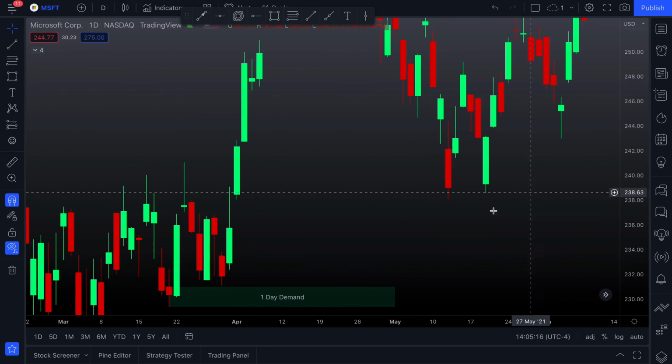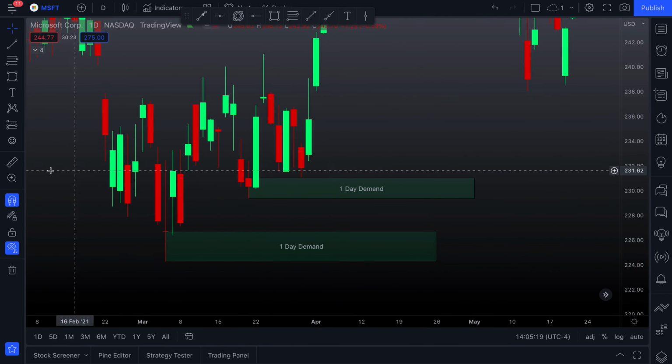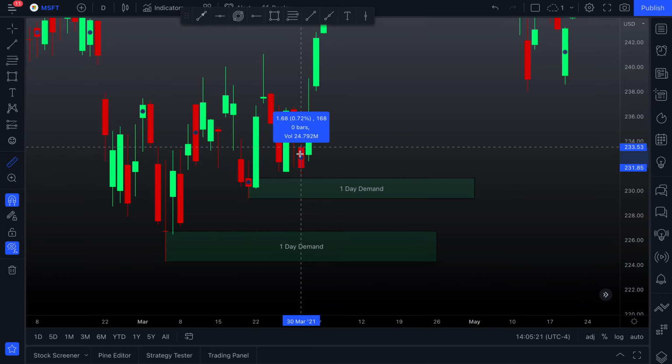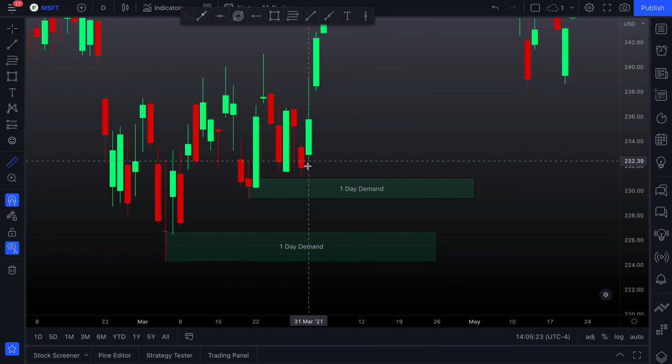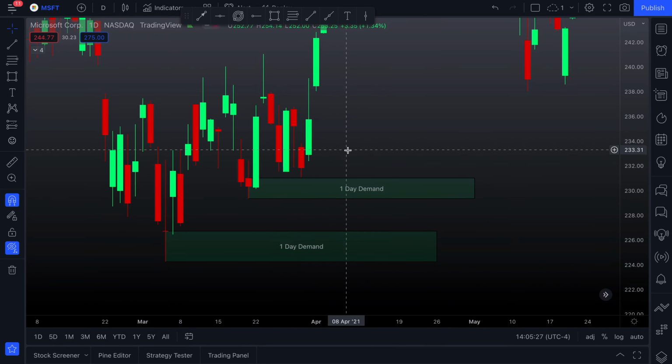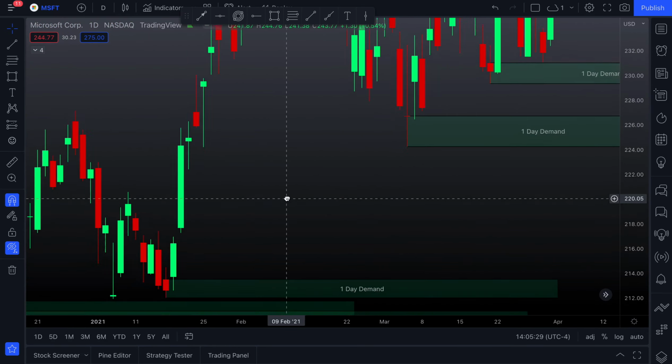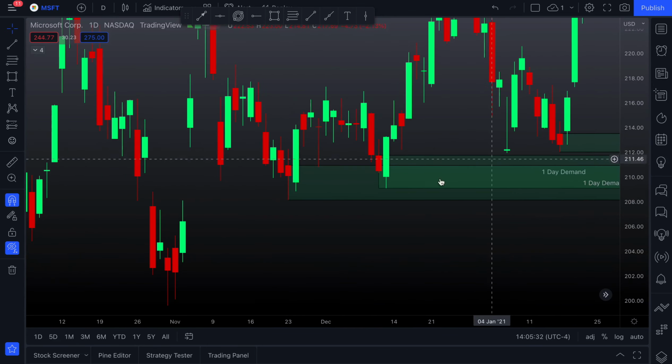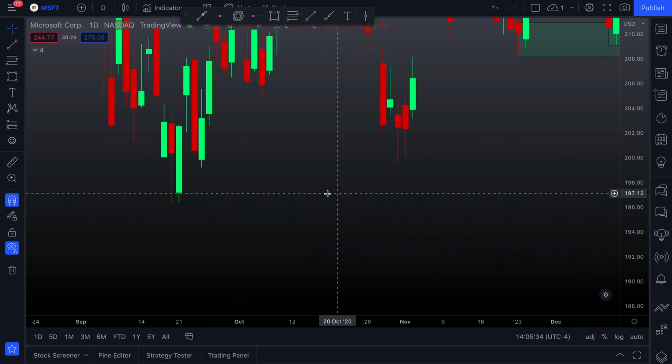Keep looking. Here we go. Is this body 2 times bigger? 1.68 and 2.86. So it is not 2 times bigger, so it's not a demand. Keep looking for more zones.